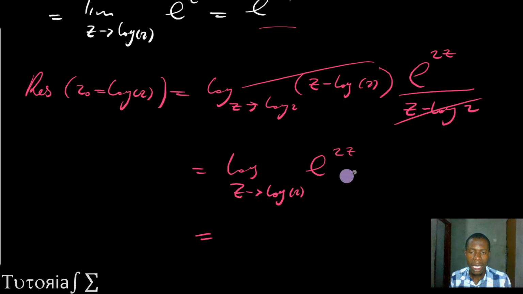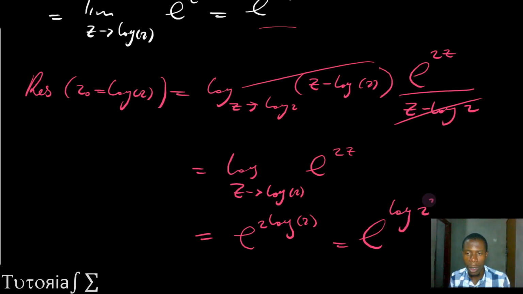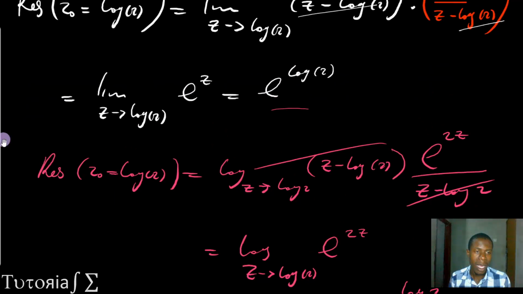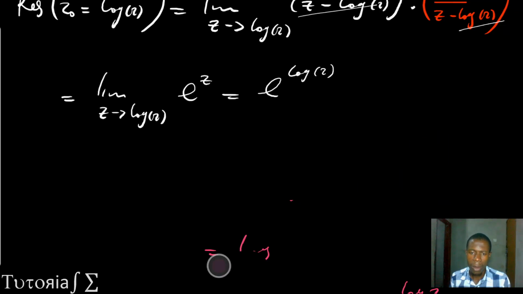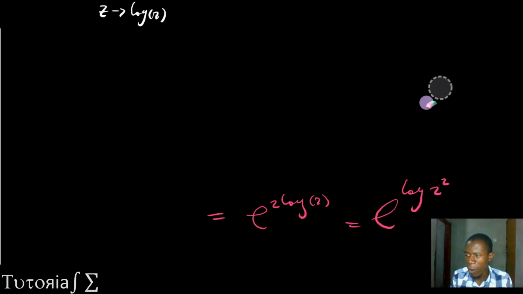Then basically here we're going to have e to the power 2, which can be written as e to the power log of 2 to the power 2, which is just 4. So my point here is we can simplify. I must have written a different question from the one on your paper there, but I hope you can follow through.